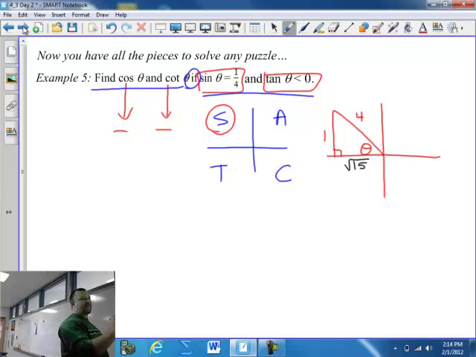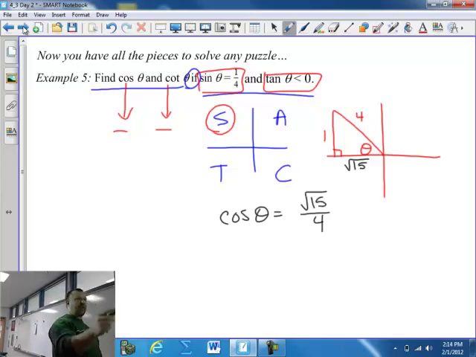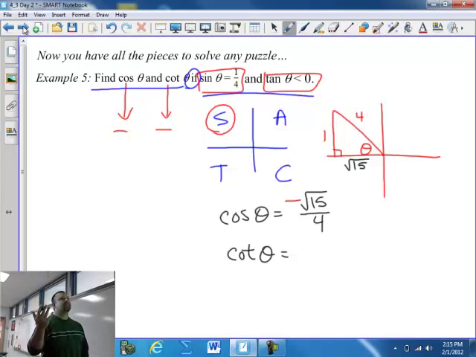All right, so how do I find the cosine of this angle? Well, the cosine is x over r, or adjacent over hypotenuse, so square root of 15 over 4. But we're in the second quadrant, so the cosine happens to be? Negative. Then we also have to find the cotangent of the angle. Wait a minute, that's it? We're done? Well, not until we do cotangent. So we just need to figure out the quadrant, put the triangle in to find all 3 sides, and then figure out the ratio. That's all there is to it.